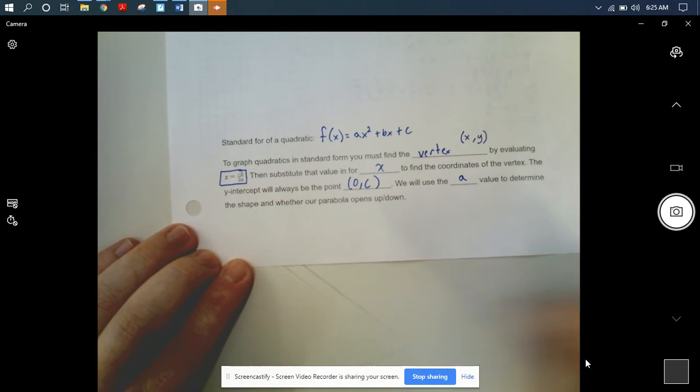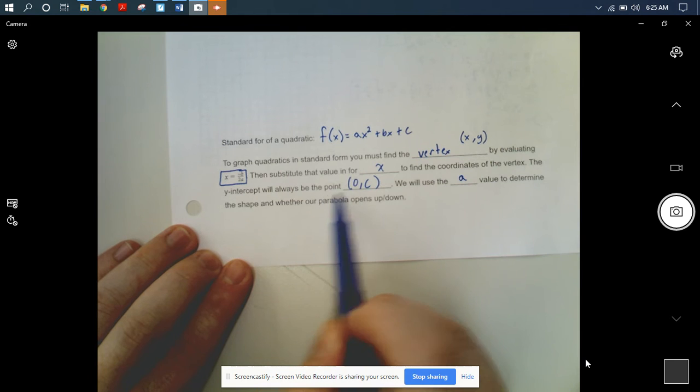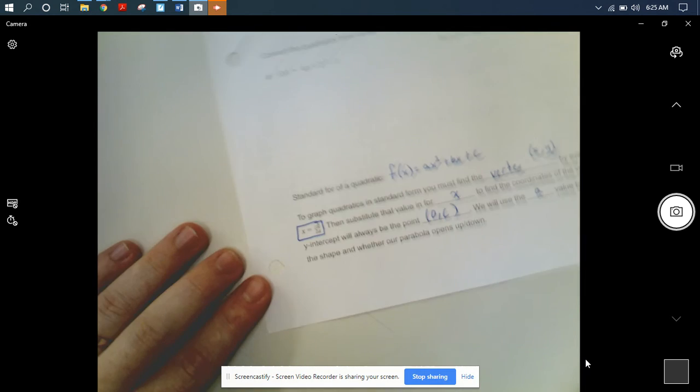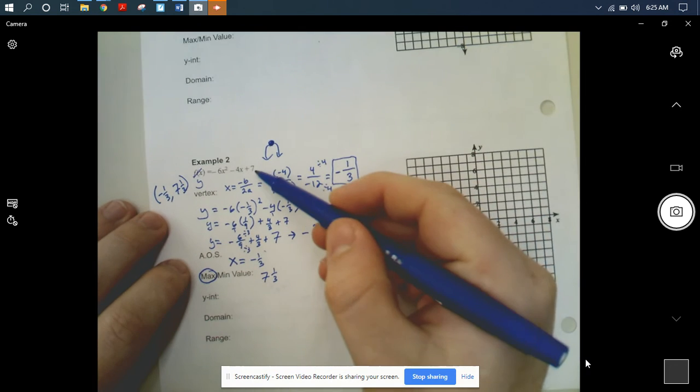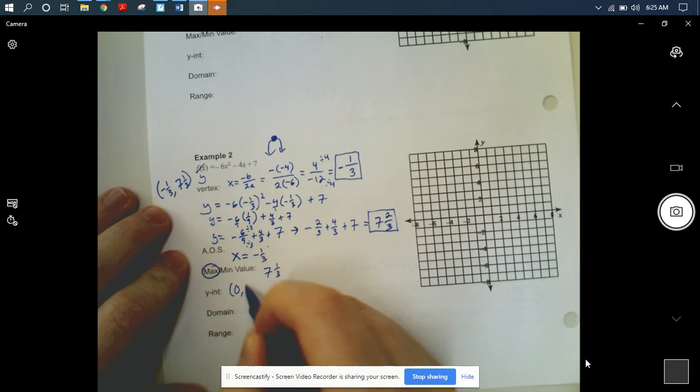Our y-intercept, well, our notes from the front page said the y-intercept will always be the point 0, c. And c is going to be that last number here. So our last number is 7, so our y-intercept is 0, 7.